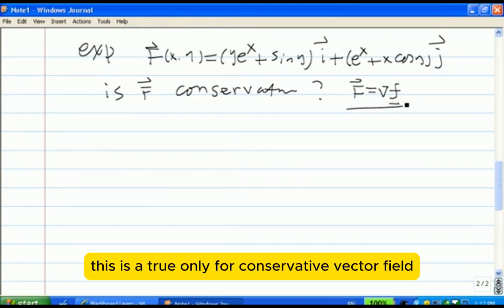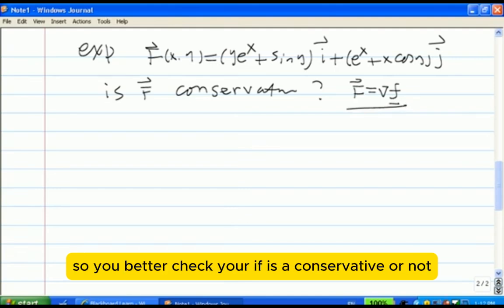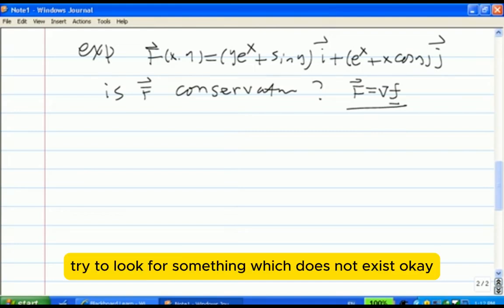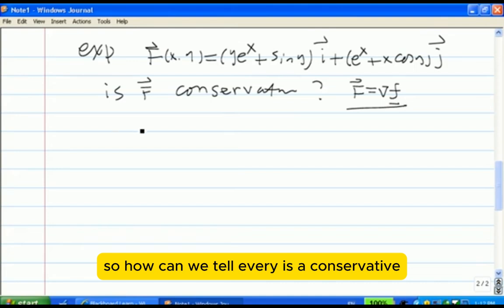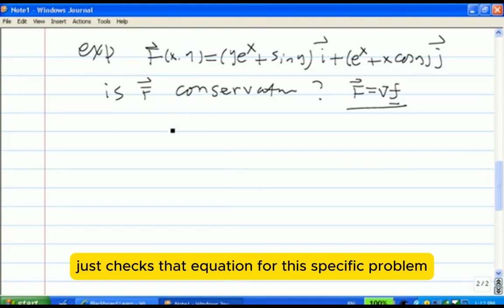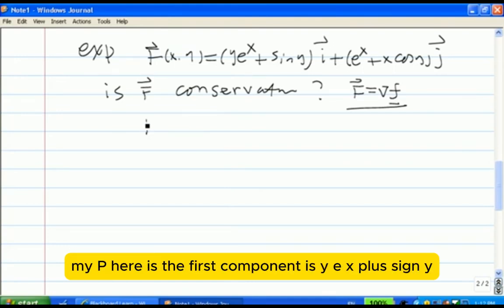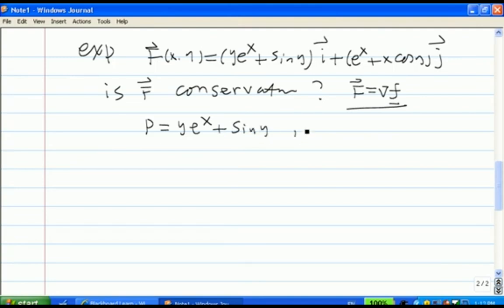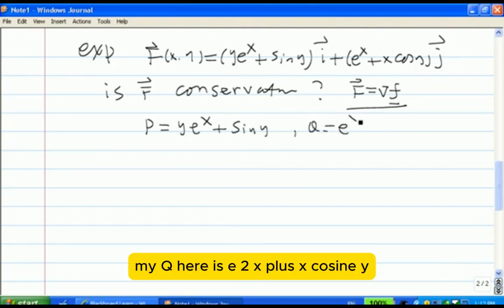Okay. Now, this is true only for conservative vector fields. So you better check whether your F is conservative or not. You are not trying to look for something which does not exist. Okay. So how can we tell F is conservative? So what do you need to do? Just check that equation. For this specific problem, my P here, the first component, is y e to the x plus sine y. My Q here is e to the x plus x cosine y.